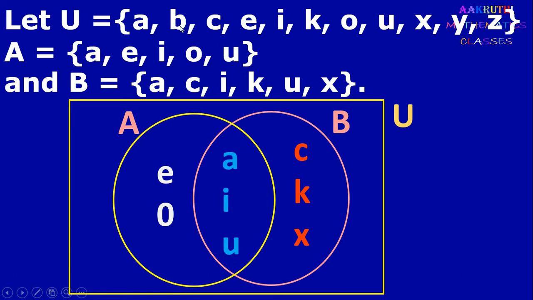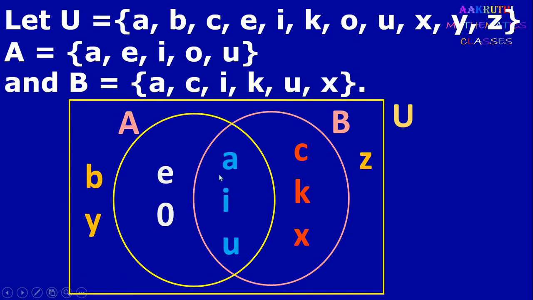Now what we have to do is write the remaining elements outside the circles, that is, inside the rectangle but outside the circles. So the remaining elements are B, Y and Z. You have to write them outside the circle but inside the rectangle. So we can write it like this.